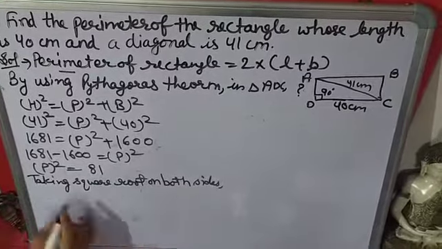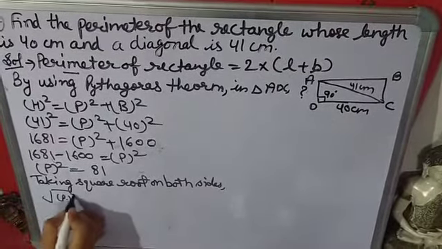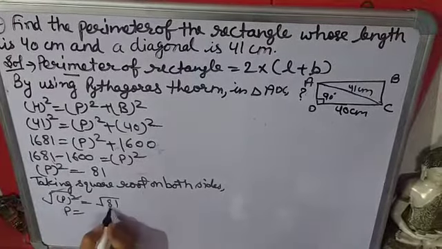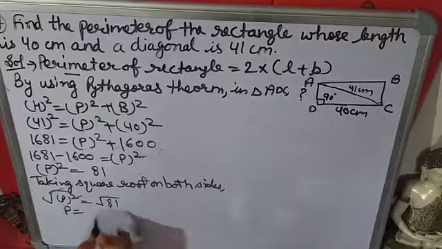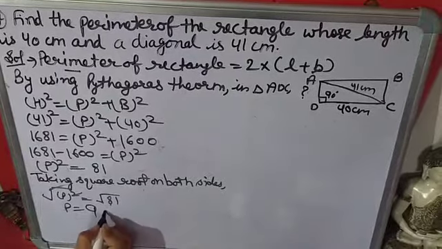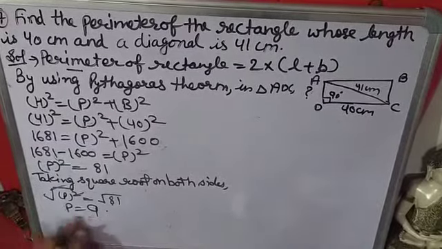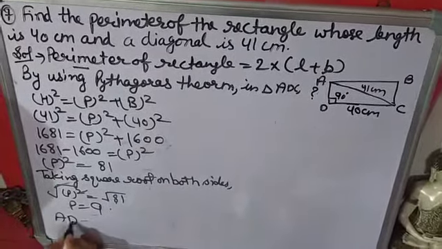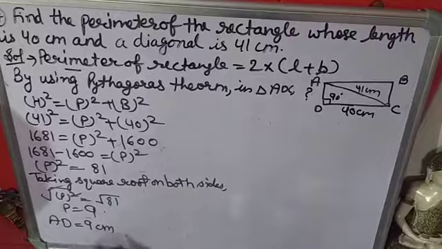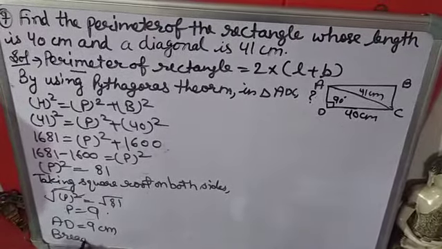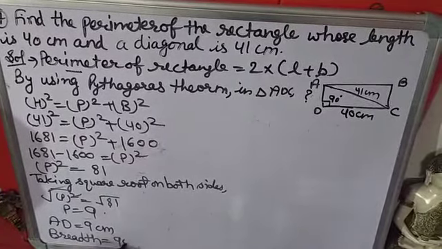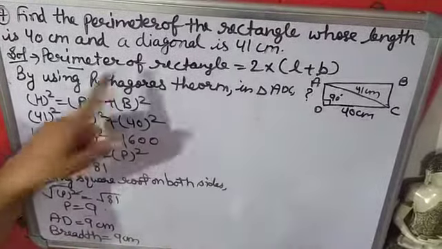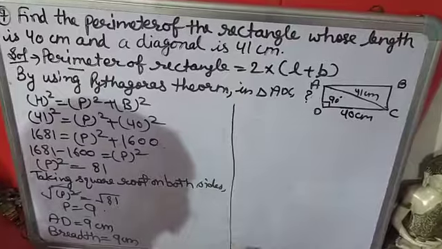taking square root on both sides. This will be cut. So what is the square root of 81? 9. 9 9s are 81. So perpendicular is 9. If perpendicular is 9, it means AD is 9 centimeter, and what is AD? AD is breadth. So here we know breadth is 9 centimeter.